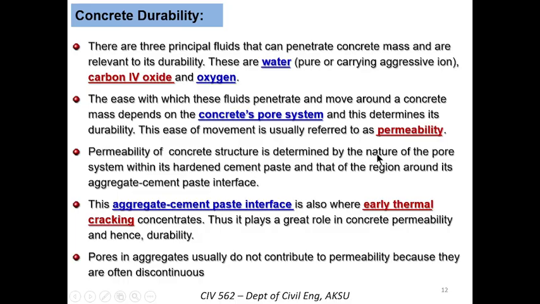The permeability of a concrete structure is determined by the nature of the pore system within its hardened cement paste and that of the region around its aggregate-cement paste interface. This aggregate-cement paste interface is also where early thermal cracking concentrates. Thus, it plays a great role in concrete permeability and hence durability. The aggregate-cement paste interface is the region between hardened cement paste and aggregate where the hardened cement paste bonds the aggregate together. There are always some micropores in that interface, and the level of the micropores determines the permeability of concrete and in turn its resistance to deterioration. Now, pores in aggregate usually do not contribute to permeability issues because they are often discontinuous.